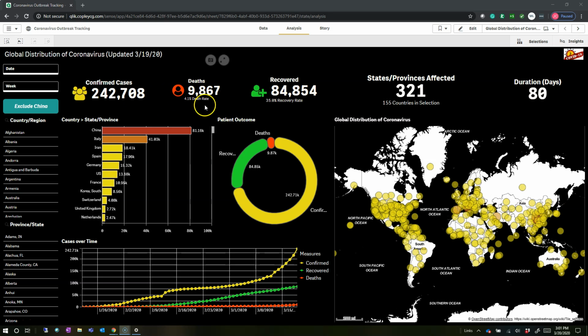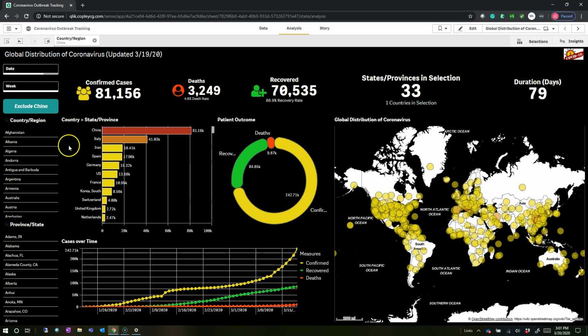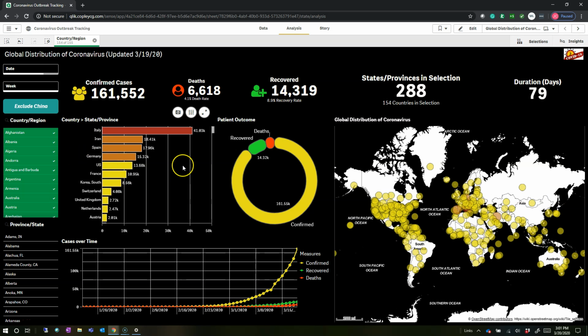So you can see this dashboard we've built here on our home page. We have confirmed cases, deaths, recovered, states selected. All these KPIs will change here as I navigate through the application. Everything in here as I click around will be completely dynamic. Because China is such a large skew on the data, we made this button here to exclude China, and I want to focus on everything outside of it.